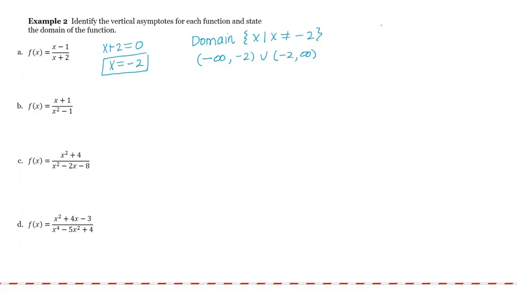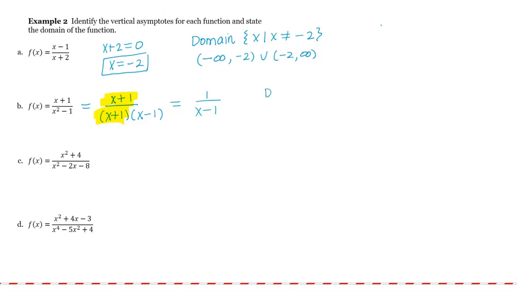Looking at example B, the denominator of this function actually can be factored. This is x plus 1 times x minus 1. We have an interesting case here because the factor that we're getting in the denominator actually can cancel with the numerator. So this simplifies to 1 over x minus 1. But in the original, that factor that I canceled, we have to still keep track of that number because it's something that's not allowed in the domain.